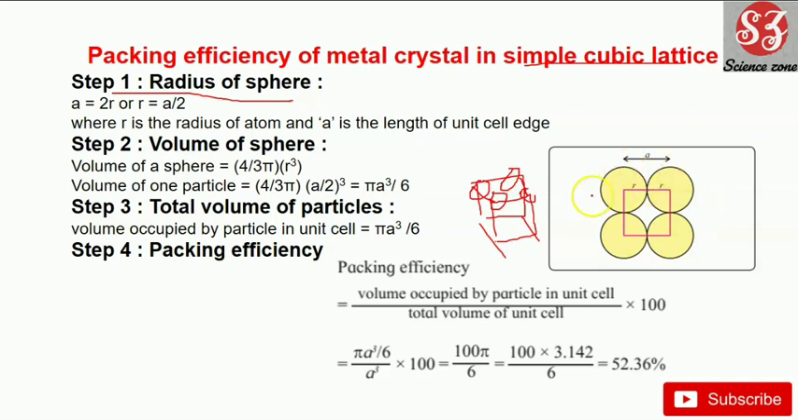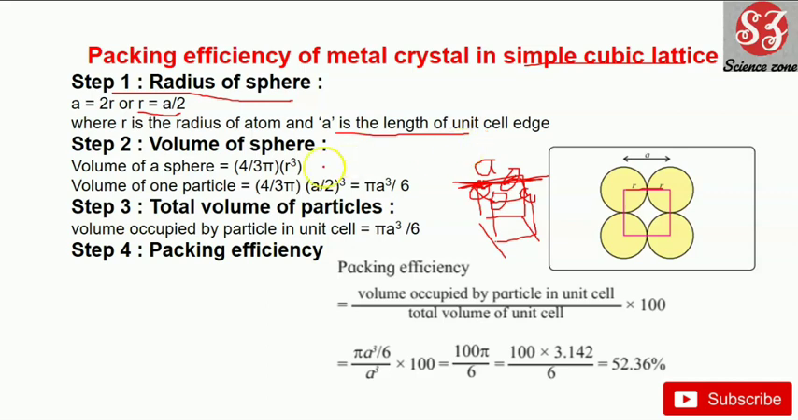So this is a. What is a? This distance is called a. So a equals 2r. Because a complete particle is never there, as you know, only this much part and this much part of the particle is present in a, that is a equals 2r. So r equals a by 2. So the radius of the sphere is equal to a by 2, where a is the length of the unit cell.